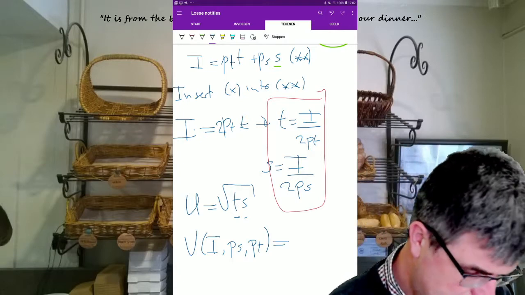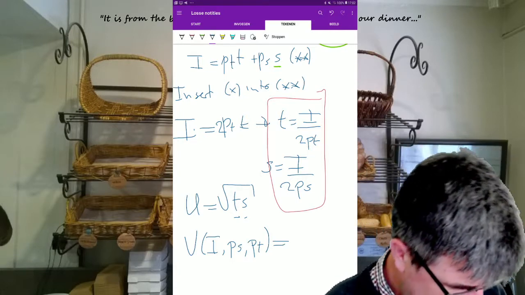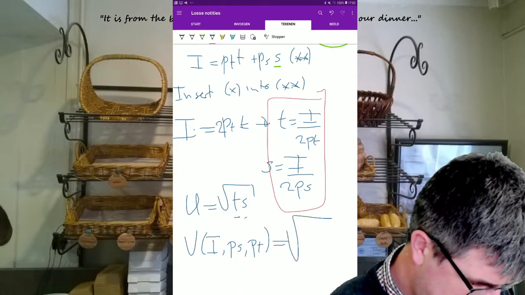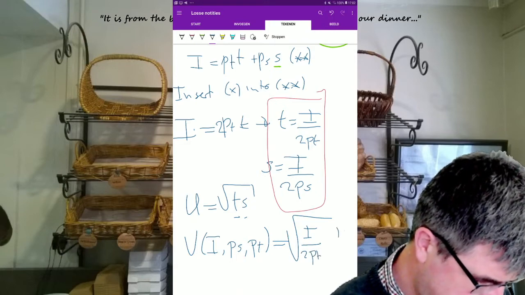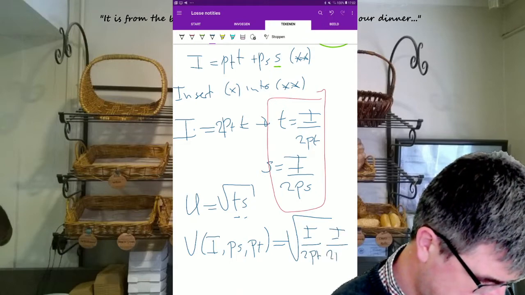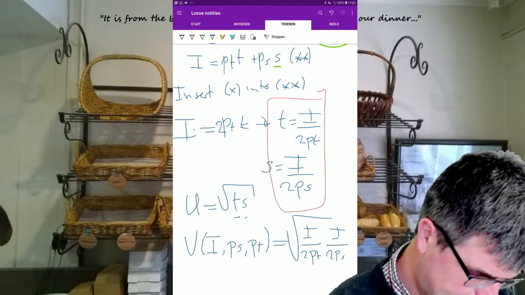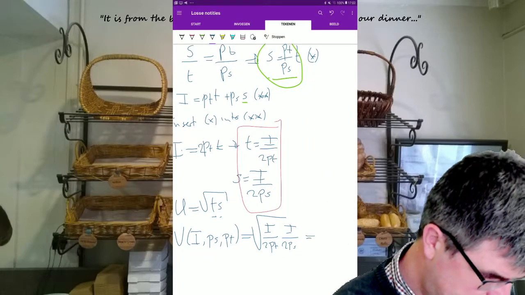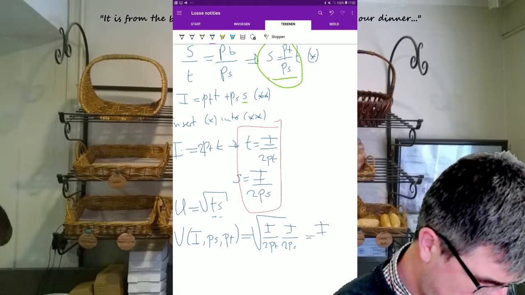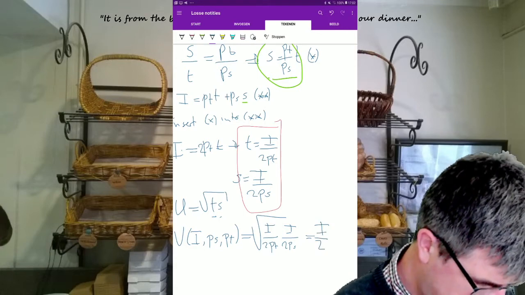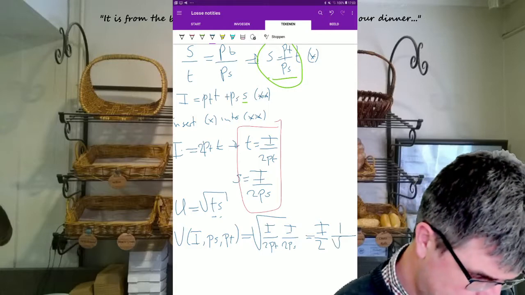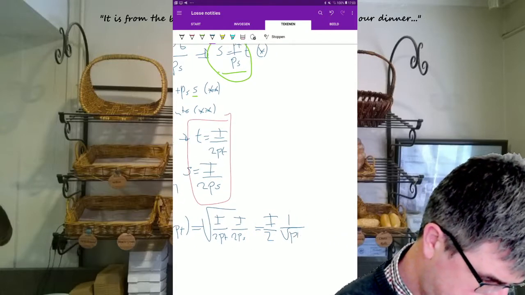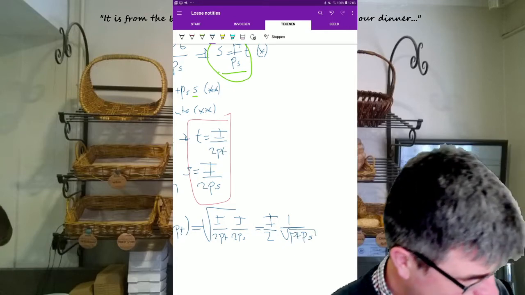Now, replacing the T and the S in the direct utility function gives us the square root of I over 2 times PT times I over 2 times PS, which is identical to y over 2 times 1 over the square root of PT times PS. So this is all under the square root term.